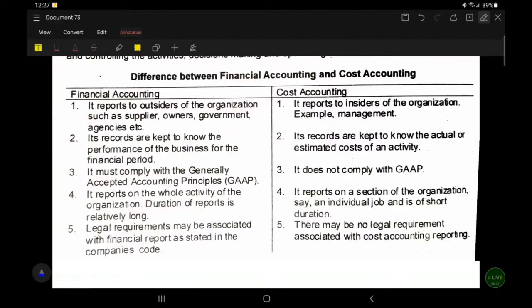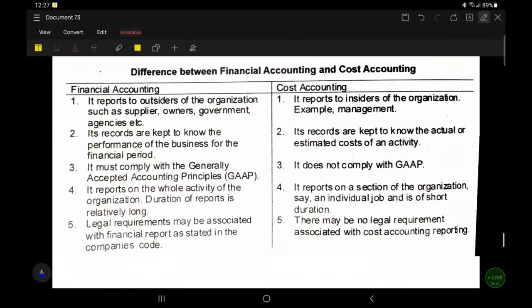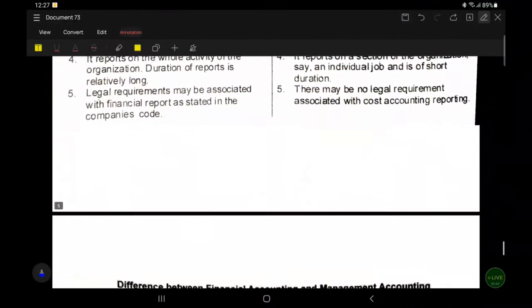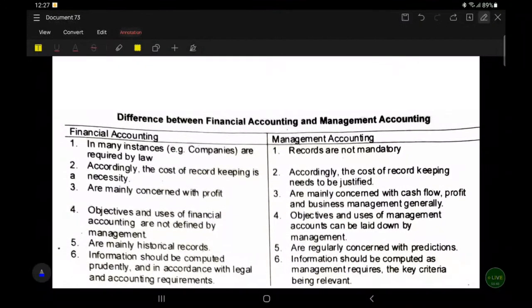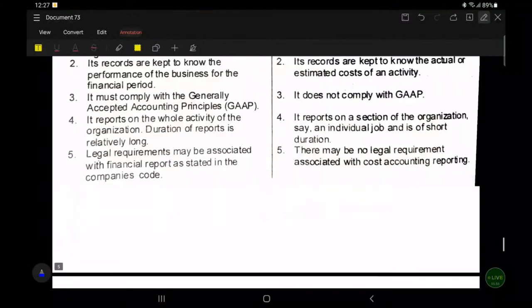And then we have other aspects that we can talk about. I mean, these are theoretical aspects you can read and then understand, so it's very simple, and then you are good to go. And also there are some differences between financial accounting and management accounting. So as you said, financial accounting, you are reporting both internally and externally. So as I said, cost accounting is like a brother to management accounting.